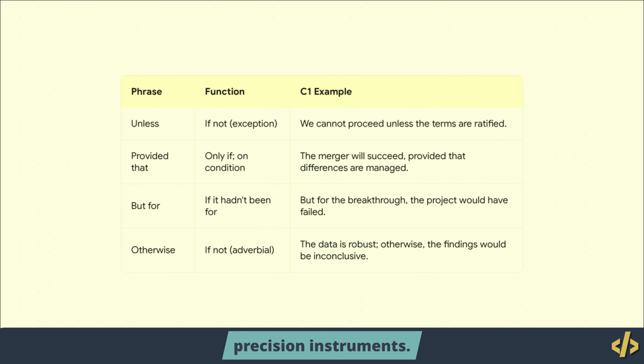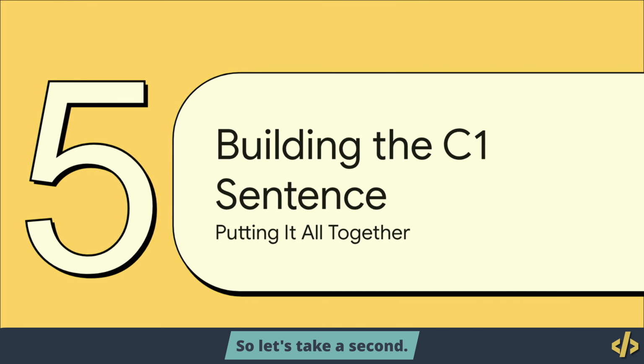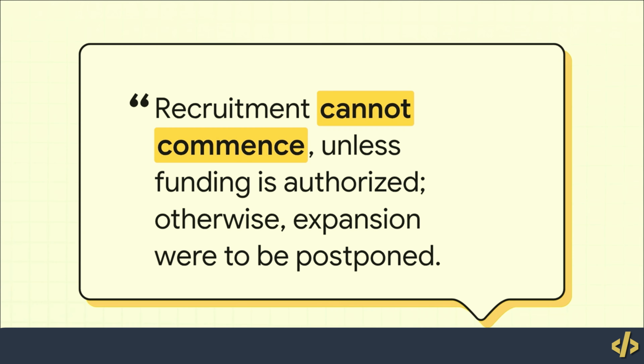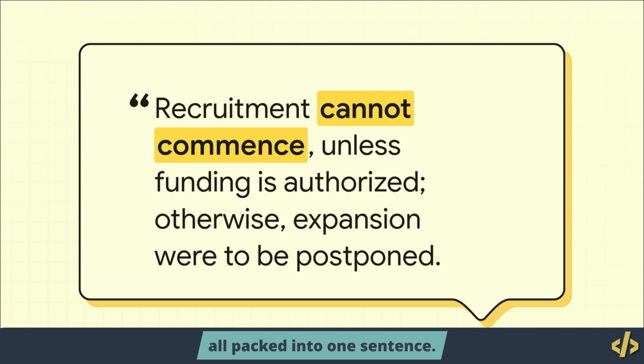Think of these as your precision instruments. So let's take a second. We've gathered all our new tools. We have mixed conditionals for time travel, we have inversion for formal flair, and we have a whole bunch of if alternatives for surgical precision. It's time to put them all to work. Let's build that truly advanced C1 sentence we saw at the very beginning. And here it is again, but this time, we understand exactly what's going on. The recruitment drive cannot commence unless the funding is formally authorized. Otherwise, the expansion were to be indefinitely postponed. You can just feel the formal logical precision. It's like a tiny, powerful argument all packed into one sentence.